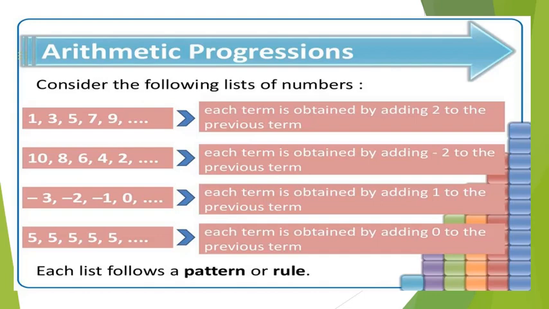Now again look at the previous slide. In the very first list, it's 1, 3, 5, 7, 9. Here the fixed number is 2, or we should say plus 2, positive 2. In the second list, the fixed number is minus 2. In the third, the fixed number is plus 1. And last but not the least, the fixed number is 0. So they all form an AP.